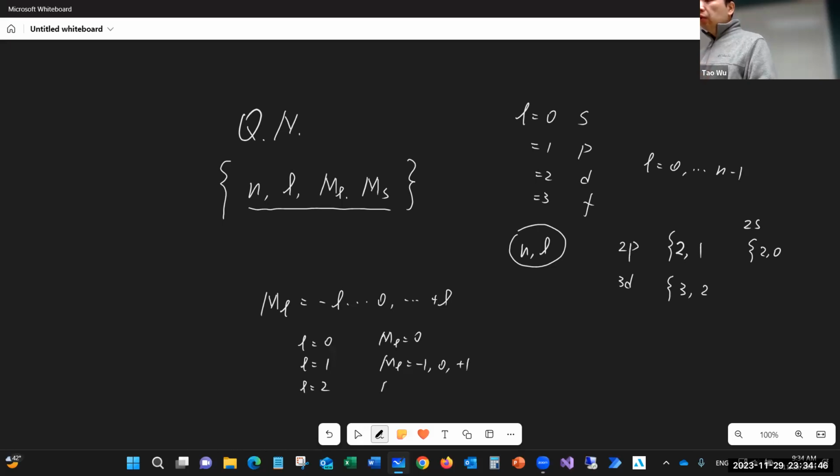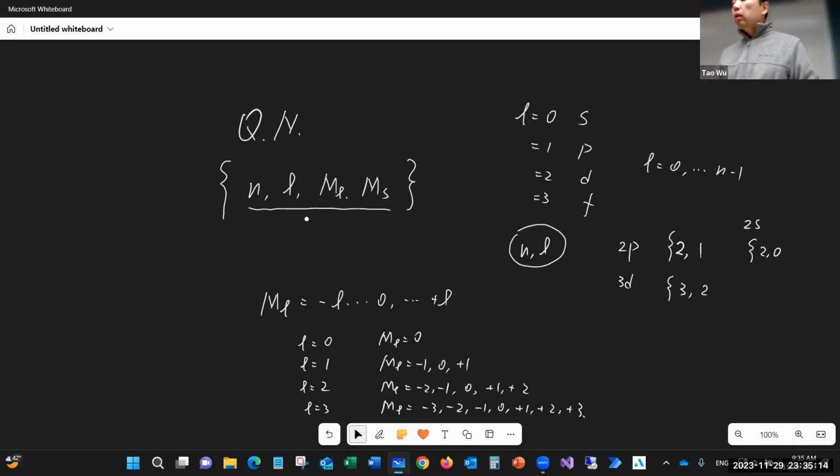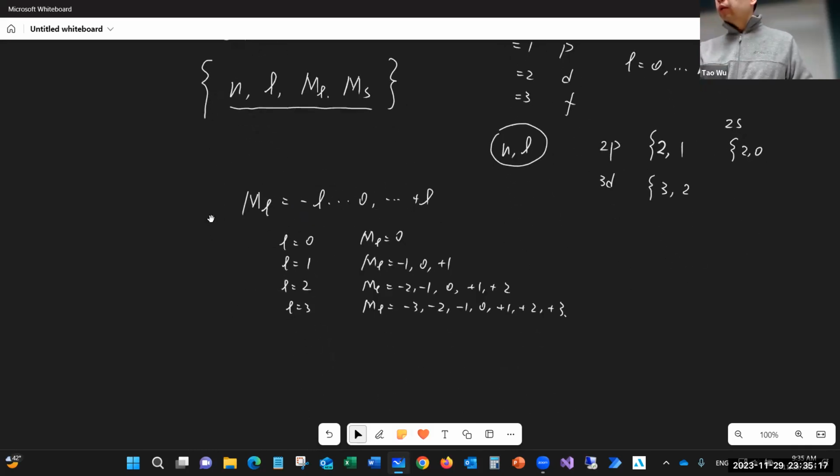If l equals 2, m sub l gives us 5 numbers, which represent the 5 orbitals in the d subshell. And if l equals 3, it gives us 7, which represent each of the orbitals in the f subshell. Okay, so this is how they relate to each other.